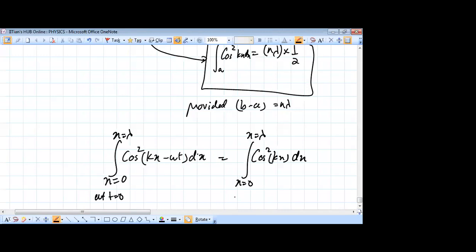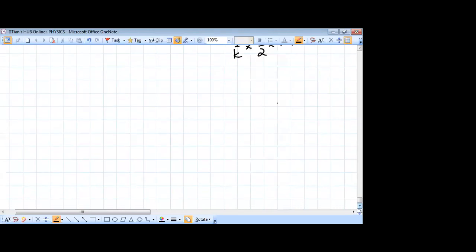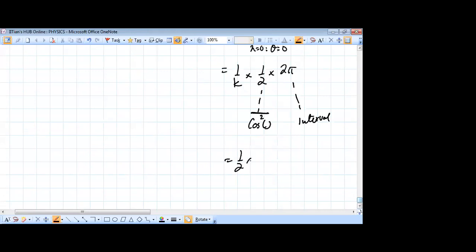So because this limit was a cycle, we could say that it is equal to 1 by k cos square theta d theta, where x equal to 0 corresponds to theta equal to 0, and x equal to lambda corresponds to theta equal to 2 pi. So this will become 1 by k into the cos square function's average value, which is half, into the interval, which is 2 pi. Okay. So this whole term became half of 2 pi by k, which is nothing but lambda by 2. So therefore we got that whole thing.